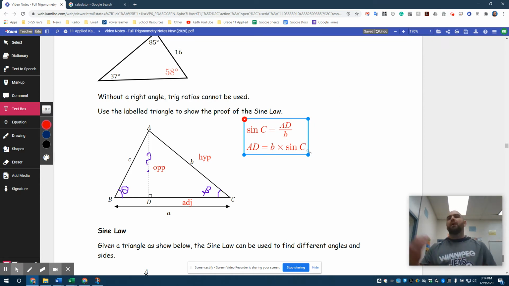I'm going to stop there. I'm going to move on to my second triangle right here, where I'm going to use B to solve for AD.